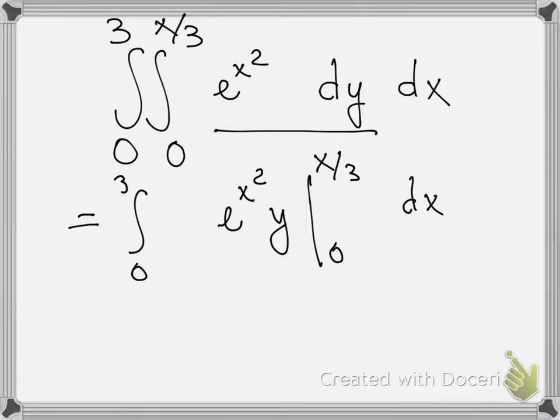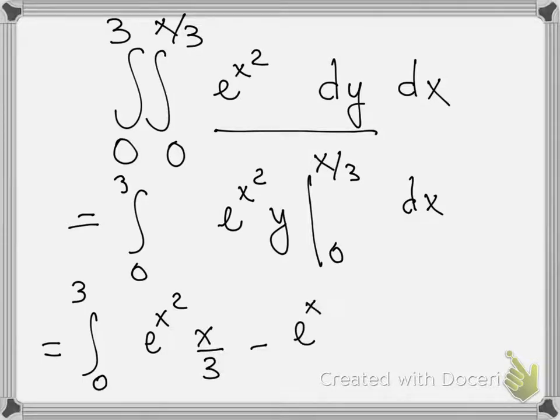Now, what's this? Let's replace y by 0 and y by x over 3. So that would be the integral from 0 to 3 of e to the x squared, replace y by x over 3, so that's x over 3, minus, and then replace y by 0, so times 0, and then dx. So that would be the integral from 0 to 3 of x over 3, e to the x squared, dx.